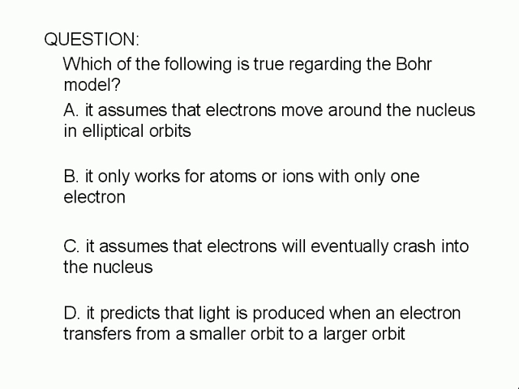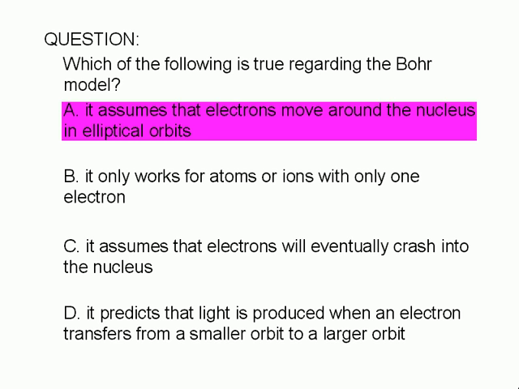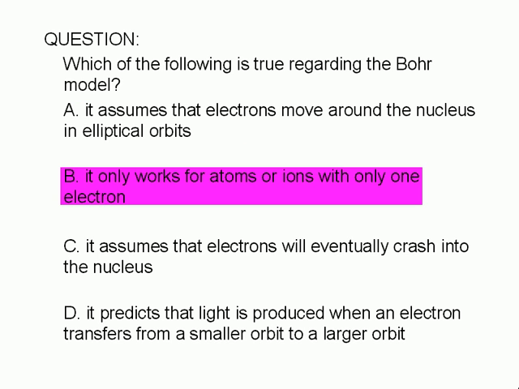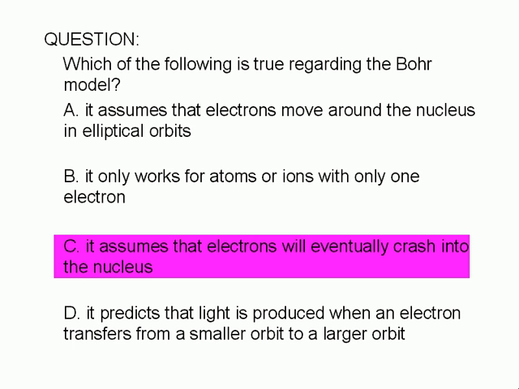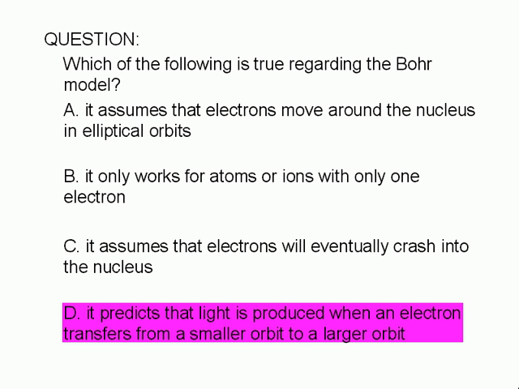Which of the following is true regarding the Bohr model? A. It assumes that electrons move around the nucleus in elliptical orbits. B. It only works for atoms or ions with only one electron. C. It assumes that electrons will eventually crash into the nucleus. Or D. It predicts that light is produced when an electron transfers from a smaller orbit to a larger orbit.